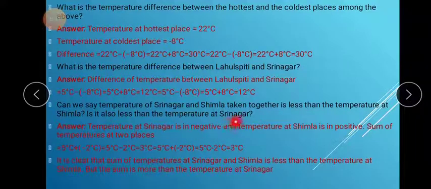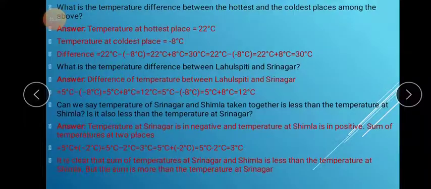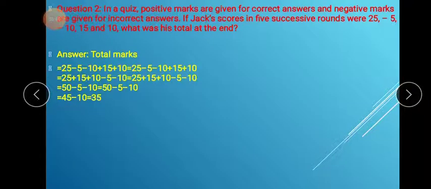So we can say it is the same as Shimla. Is it also less than Srinagar? What is the temperature of Srinagar? It is -2. So what will we say? 3 is more than -2. So the sum is more than the temperature at Srinagar. So the temperature together of Srinagar and Shimla is equal to Shimla, but it is more than the temperature of Srinagar.